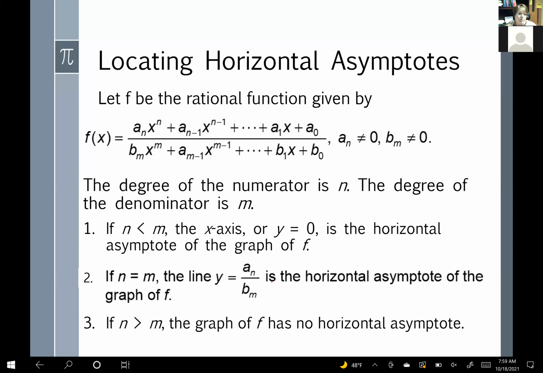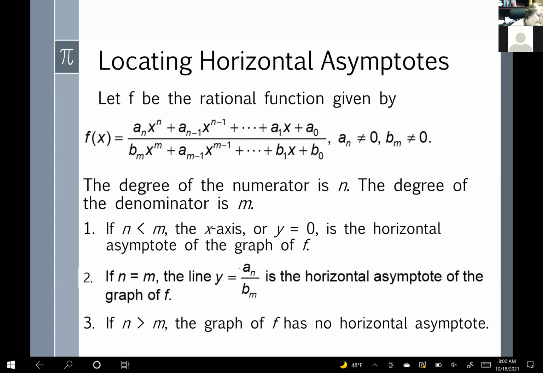Now, if the two degrees are equal, so the numerator degree and the denominator degree are the same, n equals m, then the horizontal line that is created by a ratio of the leading coefficients is your horizontal asymptote. So if the degrees are the same, the horizontal asymptote is a line y equals a sub n over b sub m. And then if the numerator degree is greater than the denominator degree, there is no horizontal asymptote.